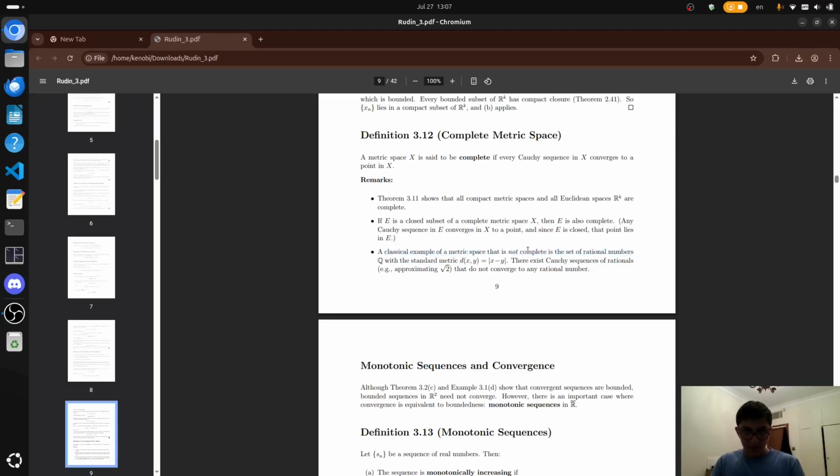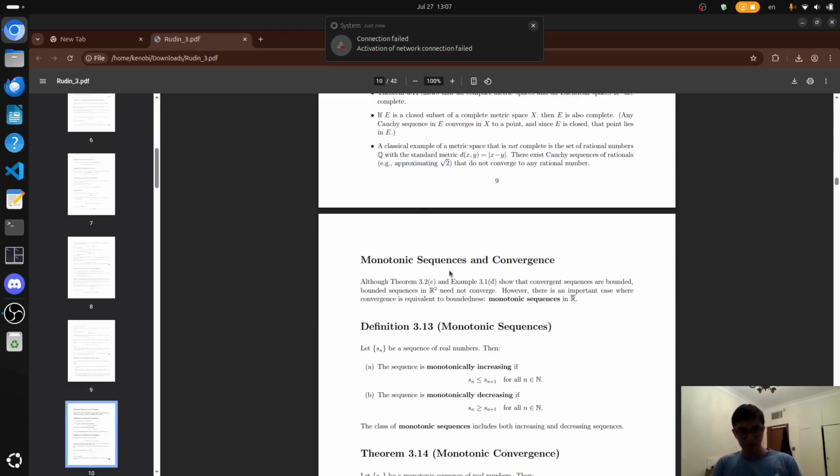An example of a metric space that is not complete is the set of rational numbers. You can take the sequence of approximations of root 2, the first digit of root 2, then the second digit of root 2, and so on. So you have 1, 1.4, 1.41, 1.414, and so on. And this converges to root 2, which is not in Q. So it doesn't converge in Q, which means Q is not complete. That's an important example of a metric space that is not complete.